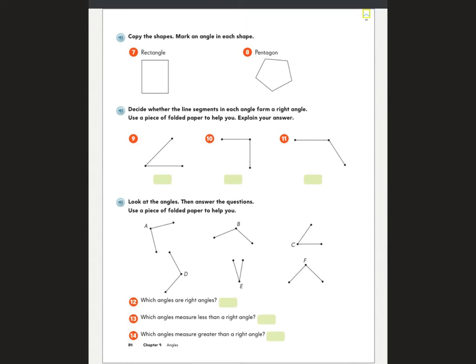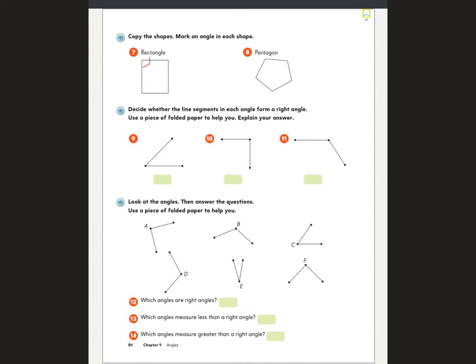Once you've drawn each shape, what you're going to do is mark an angle in each shape. To mark an angle, you just draw a small half circle or arc. For example, in the rectangle, I could draw a small arc in the corner to show that there's an angle there. On your rectangle, choose a different angle to mark. In the pentagon, for number 8, you can choose any angle you want. Pause the video and try that on your own now.